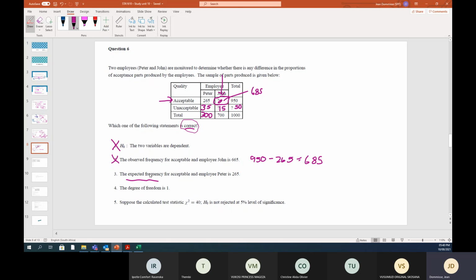Okay, so again, how do you work the expected out? So we would have expected it to be 950 times Peter. Nearly made a mistake. Peter is 300, and that answer divided by the total of 1000 will give us our expected frequency. So 950 times 300 divided by 1000 gives us 285. Okay, so the expected frequency is not 265, it is 285.